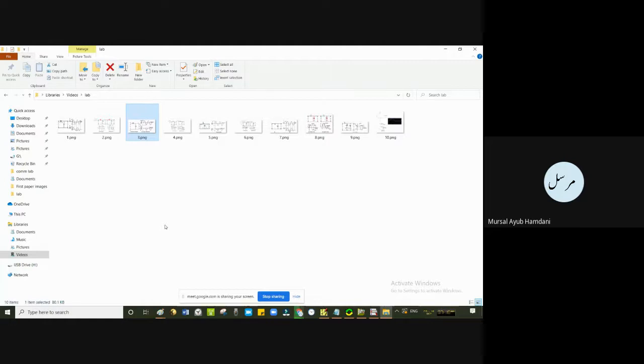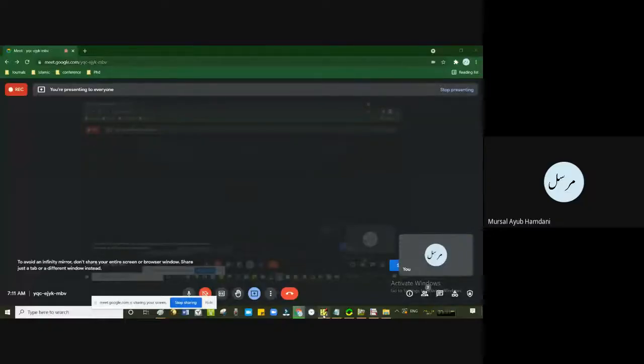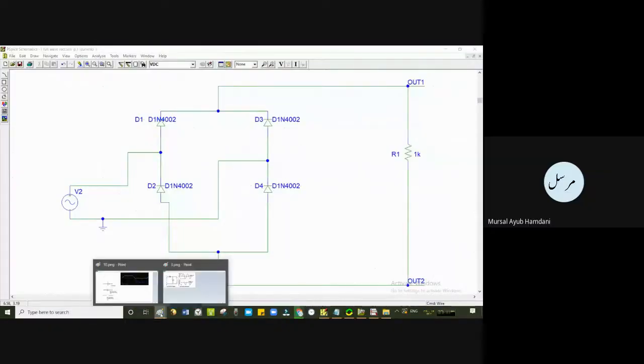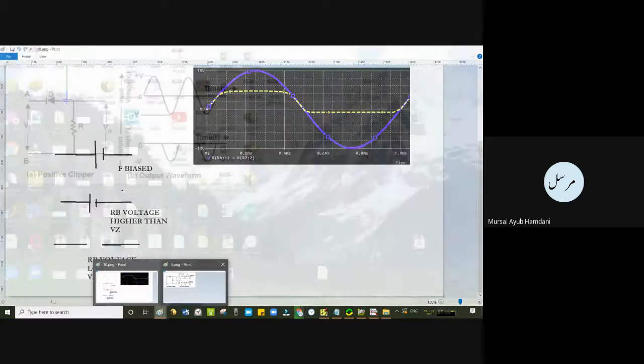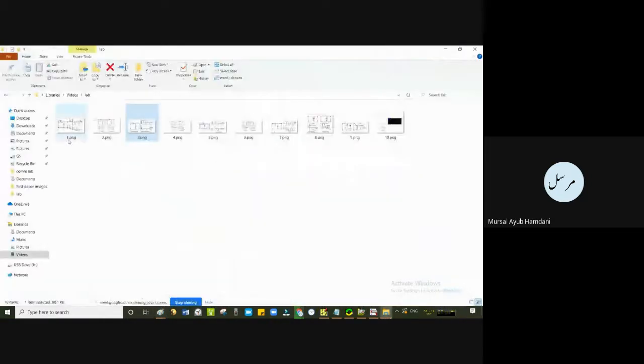Now let us make some changes in the half wave rectifier circuits so that we get clipper circuits, of series and shunt type. Okay, let me go here.